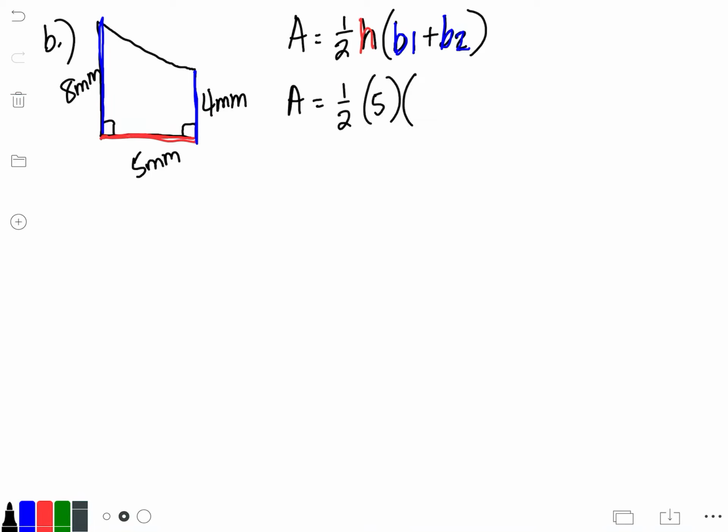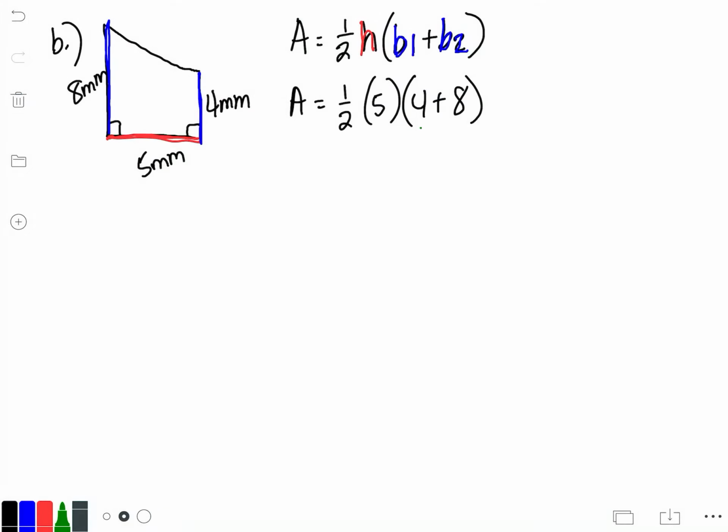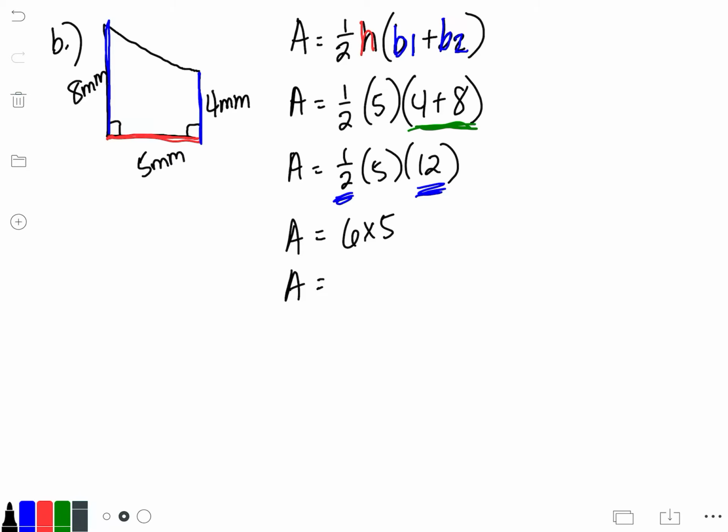Doesn't matter which base you write first. You could write 8 plus 4 or 4 plus 8. And then the next step that you absolutely have to do next is what's in parentheses, 8 plus 4. 8 plus 4 is 12, so I have 1/2 times 5 times 12. And I can do this in any order now because it's all multiplication. Just so that I can try to do mental math, I'm going to do 1/2 of 12. I know 1/2 of 12 is 6, so then my last step would be 6 times 5, which is 30. So your final answer would be 30 square millimeters.